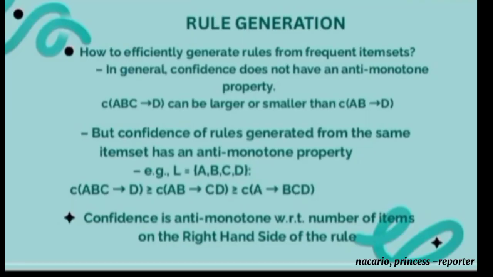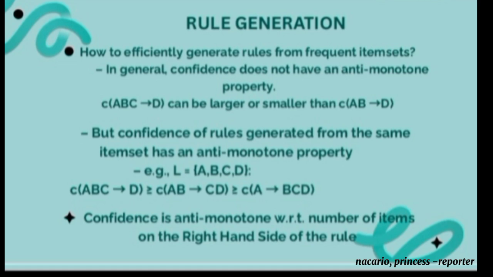This slide explains rule generation in association rule mining, particularly focusing on the Apriori algorithm. The goal is to generate association rules like A implies BCD from frequent item sets like A, B, C, D.